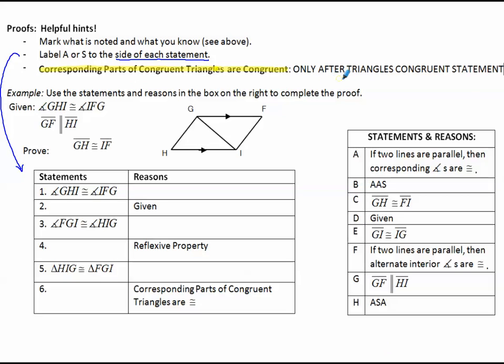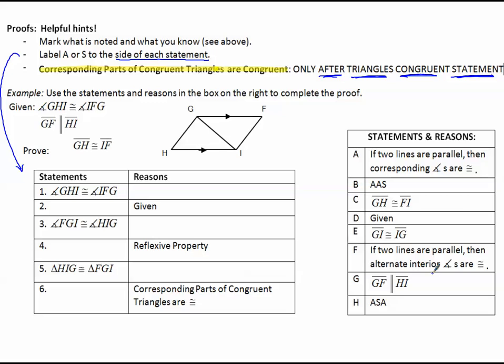That is only ever going to come after the triangle congruent statement. We'll see that in this following example. Use the statements and reasons in the box on the right to complete the proof. So we're going to have to fill them in with these statements or reasons.